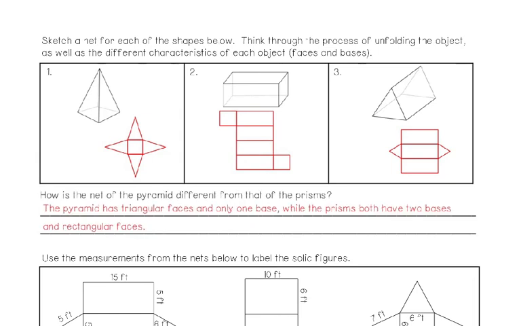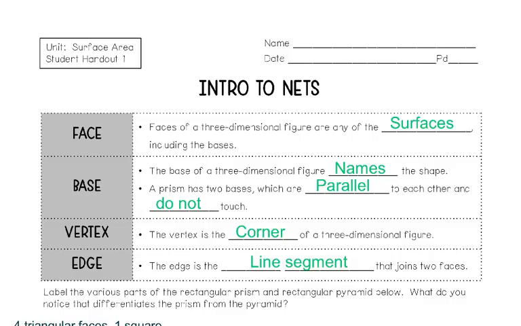The way they're different is that the pyramid has triangular faces and only one base, while the prisms both have 2 bases. And I lied to you earlier when I told you that this has rectangular bases. I was going too fast. Using that definition of just what it's sitting on doesn't always work, because this shape could also sit on the triangles. It's a shortcut to use that definition of base as what it's sitting on, but you really want to pay attention to the two sides that are parallel to each other and don't touch.